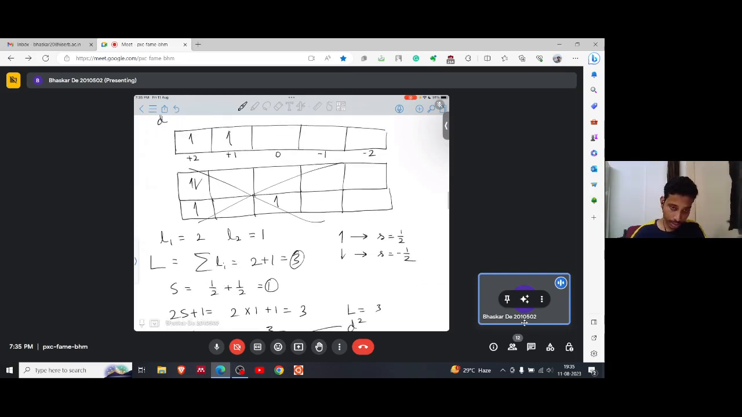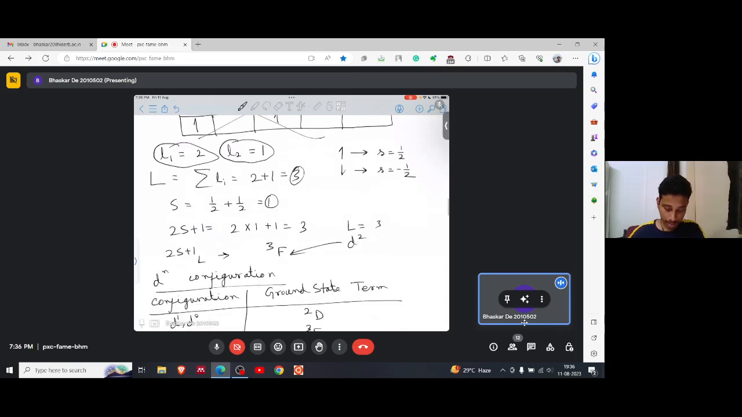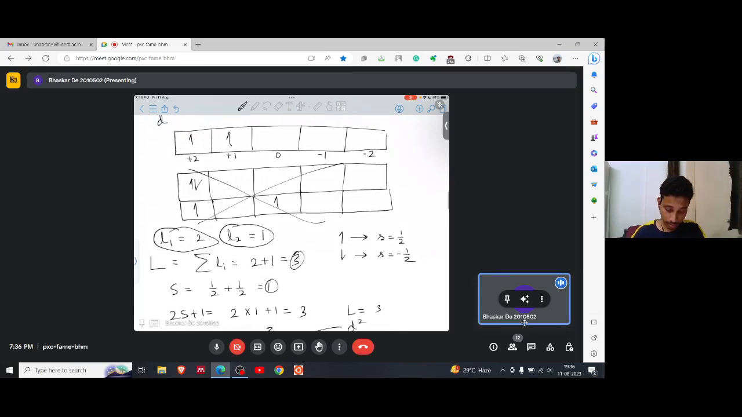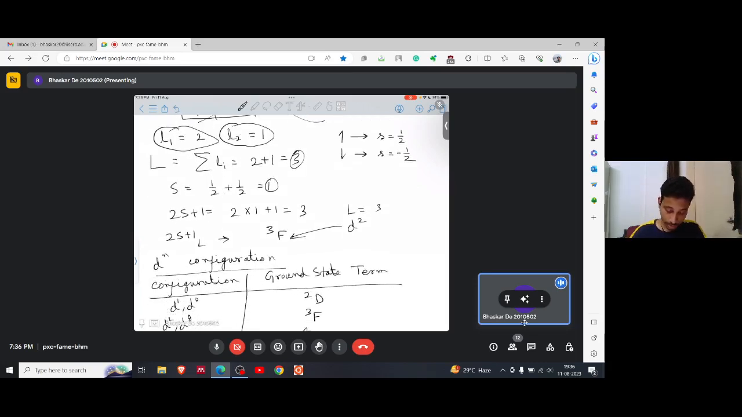Now from that we have the orbital angular momentum of each electron. For the first electron we have L1 equal to 2, and for the second electron we have L2 equal to 1. So now the capital L, that is the summation of Li, is 2 plus 1, 3. Then we get the value of S, the spin angular momentum. For both of them it is up spin, so it is plus half, so S will be 1. So the spin multiplicity is 3. So when we write 2S plus 1, L, we have 3F.